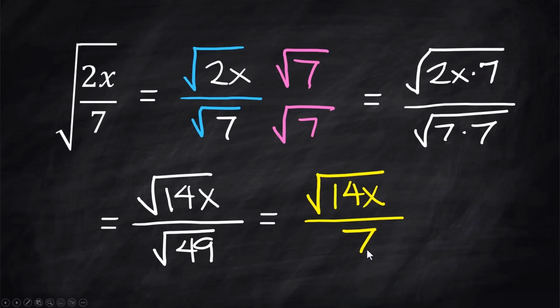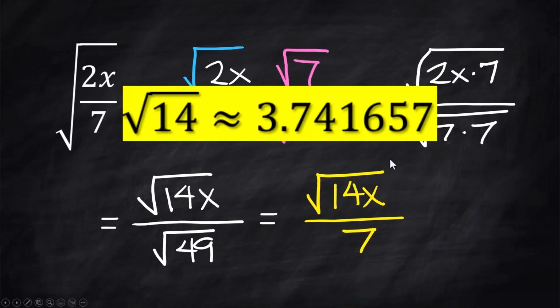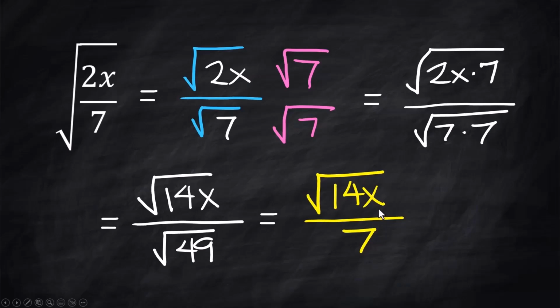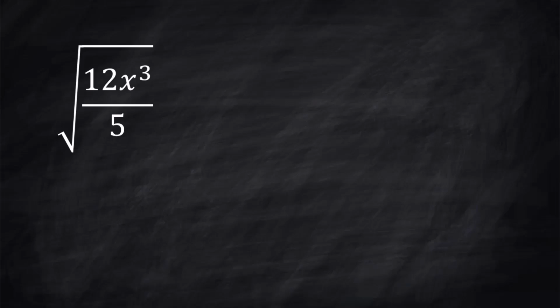Now stop here. Be very, very careful. There are going to be people who are going to want to keep going because they see 14 as 2 times 7. But this is not really the whole number 14. This is the square root of 14 times the square root of x all combined. So be super careful here. Don't go any further. This is the final answer. You are done.